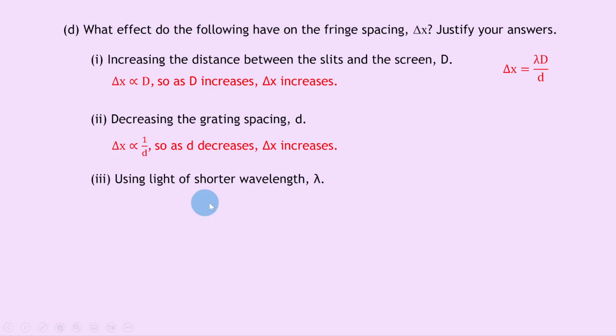And lastly, using light of shorter wavelength lambda, well again if we look at the equation we can see that lambda is on the numerator, so that means that delta x and lambda are directly proportional. So we could say that delta x is proportional to lambda, so as lambda decreases, that means delta x also decreases. So that means that the fringes should be seen closer together here.